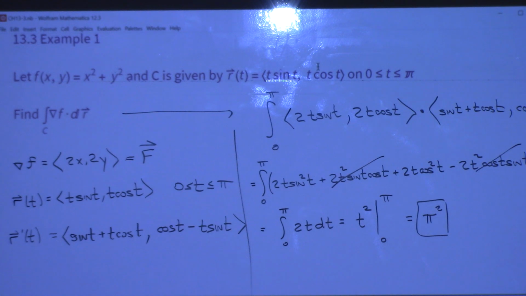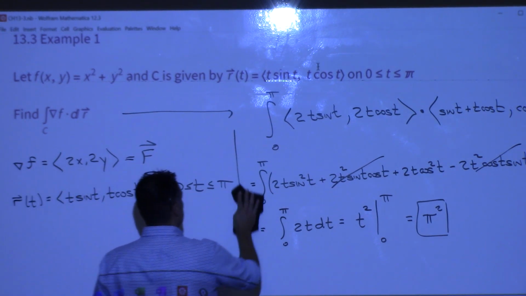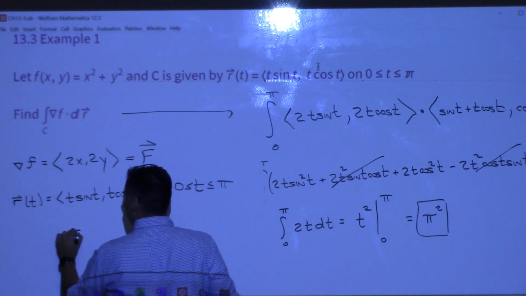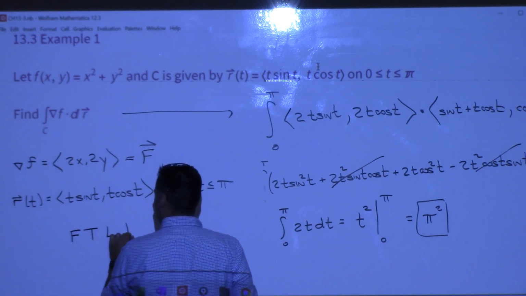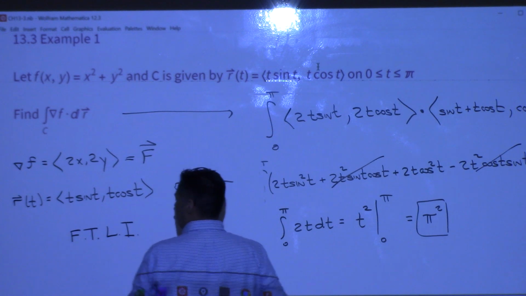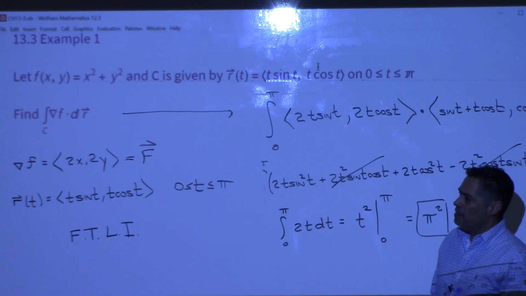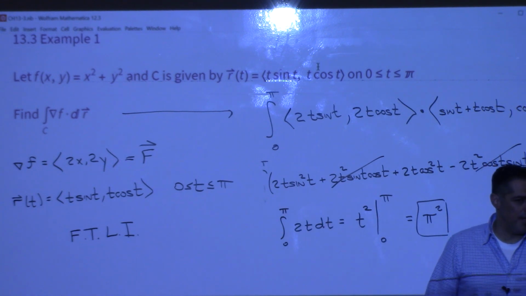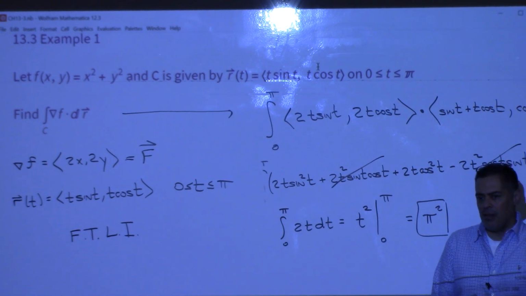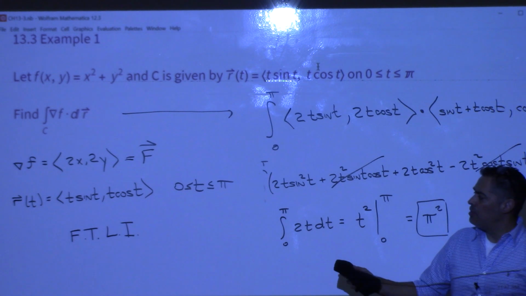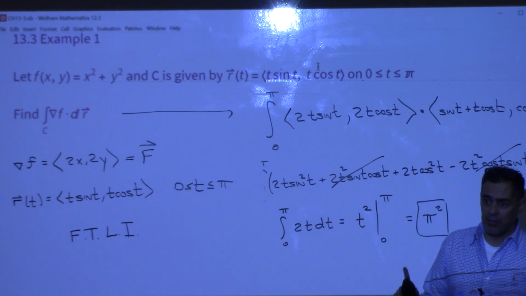So now I'm going to act like I did pay attention in class, all right? And what I'm going to do is this. I'm going to say fundamental theorem of line integrals. I'm going to use this. Obviously, our field is conservative because it is the gradient of some scalar function. So all I need to do is find the two endpoints.